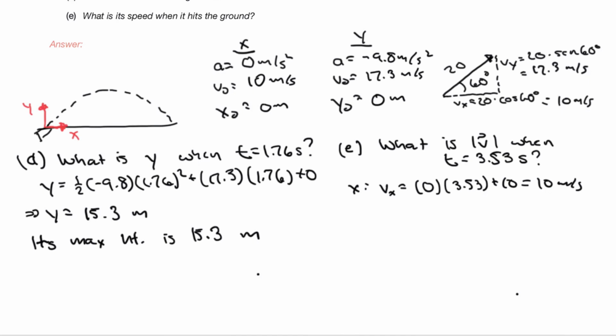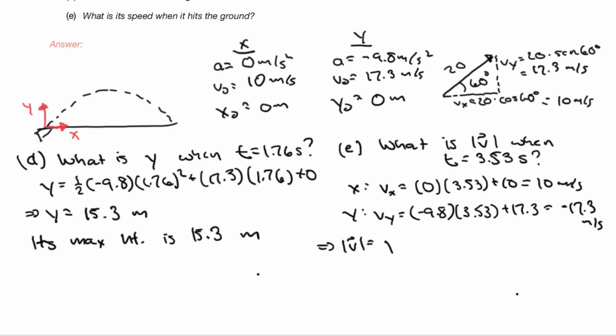This again makes sense because there is no acceleration in the horizontal direction. V sub y is equal to negative 9.8 times 3.53 plus 17.3, and what we get is negative 17.3 meters per second. Because it spends the same amount of time on the way up as it does on the way down, this is what we would expect, that its initial velocity when it's launched is the negative of the velocity when it hits the ground.